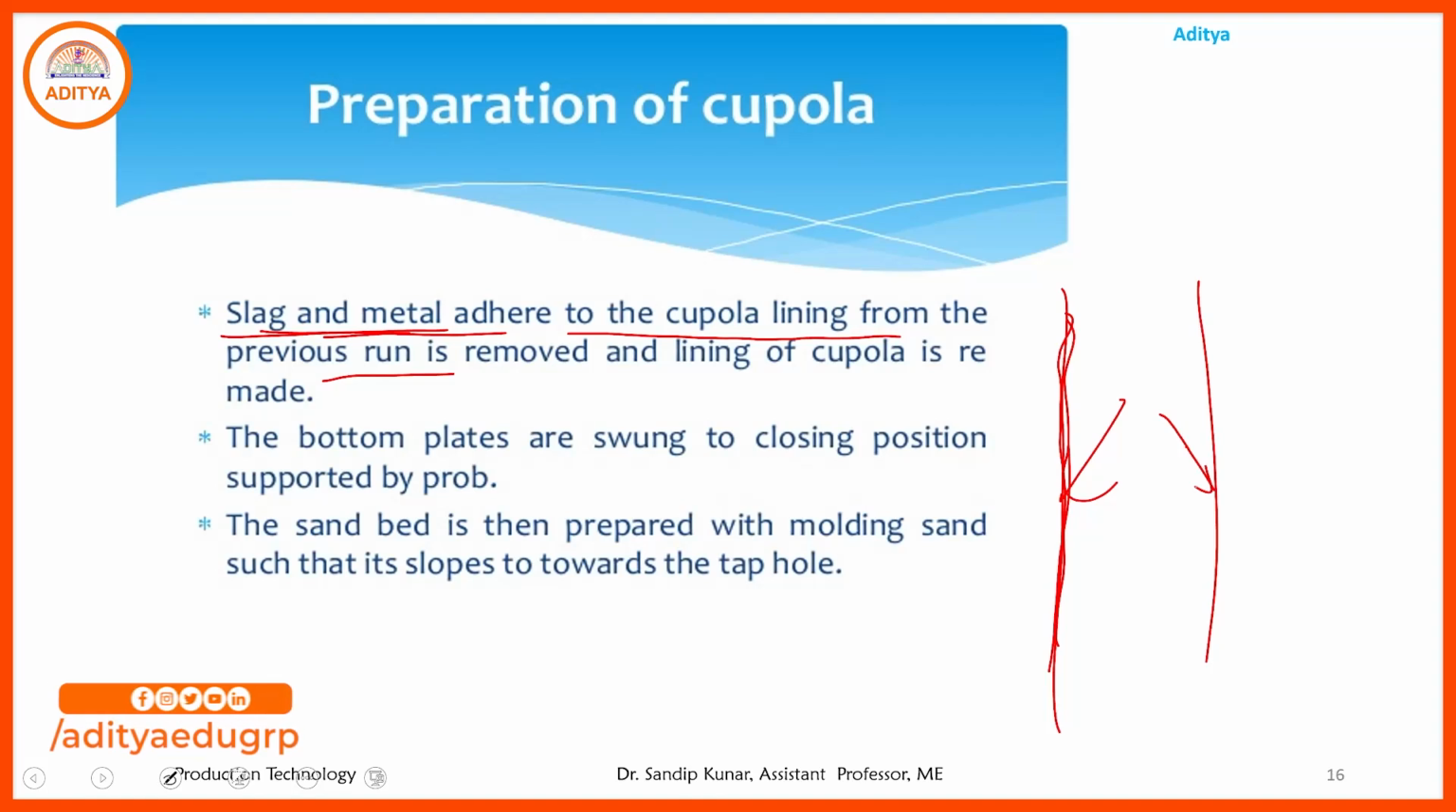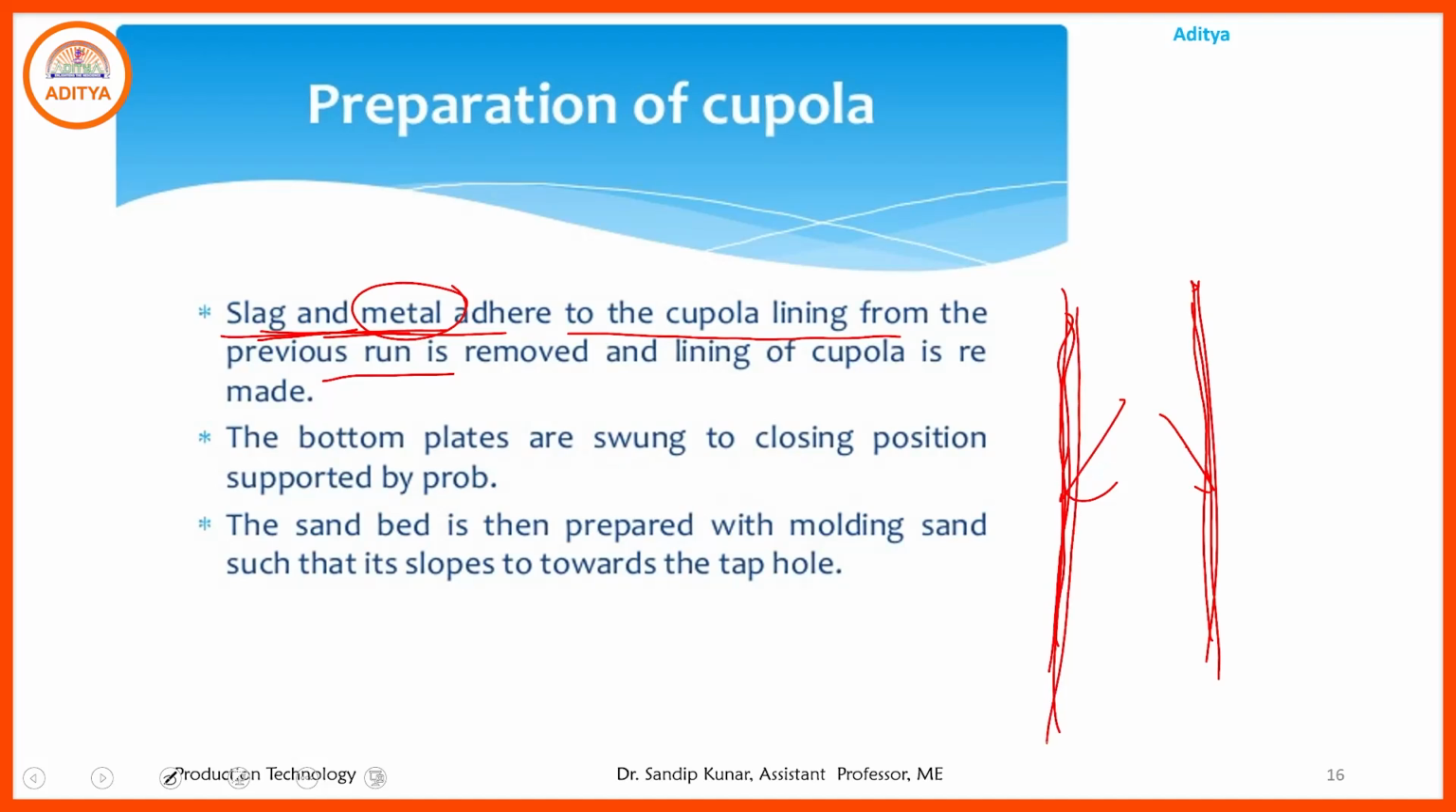First we remove the slag and metal, then the lining of the cupola is remade. Again we prepare the refractory lining freshly. The bottom plates are swung to the closed position, supported by props. Some props are used to keep the bottom plates closed.